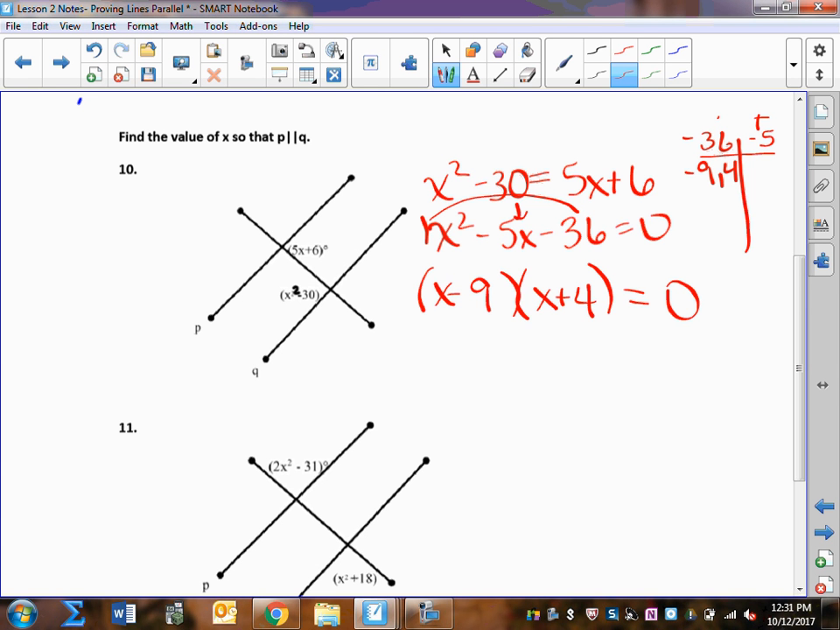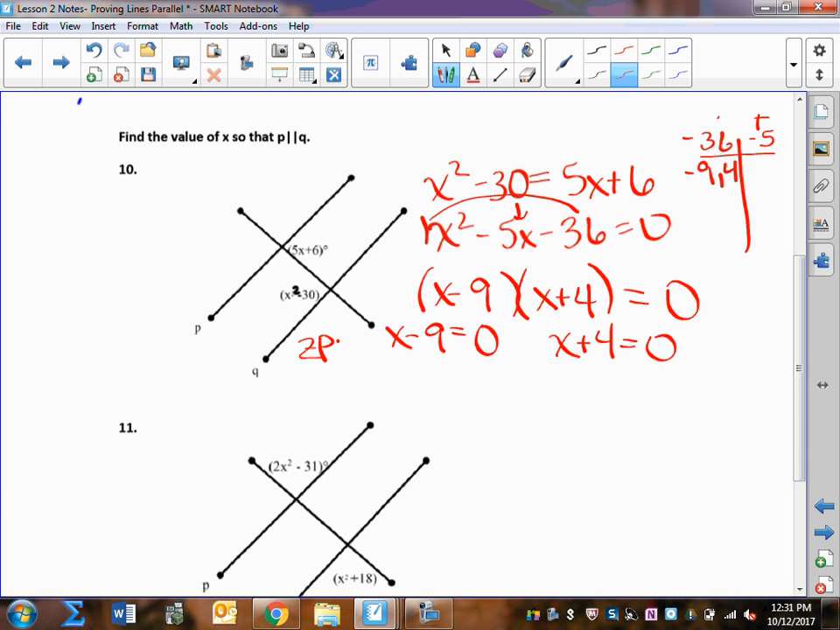What do I do from here? You create two equations. One of them is x minus 9 equals 0, and the other one is x plus 4 equals 0. Good, so I take each factor and set it equal to 0. Who can tell me why I'm allowed to do that? What is the name of it? Good, zero product property. Well done.